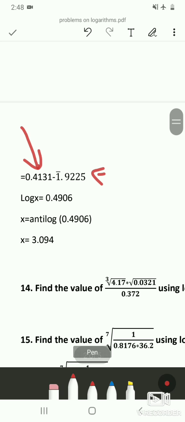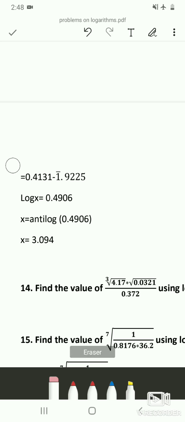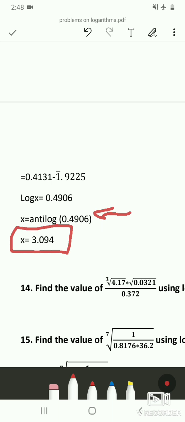So now again simplify this step, that is by usual subtraction, and you'll get log x is equal to 0.4906. To obtain the value of x, we have to take the antilog. Therefore x is equal to antilog of 0.4906, and your final answer is 3.094.